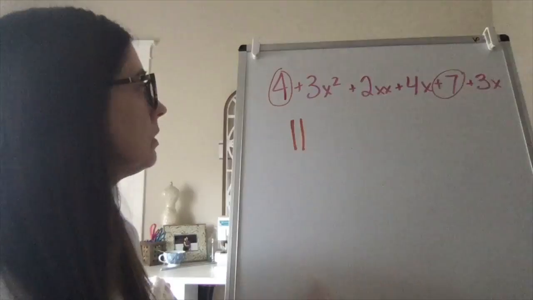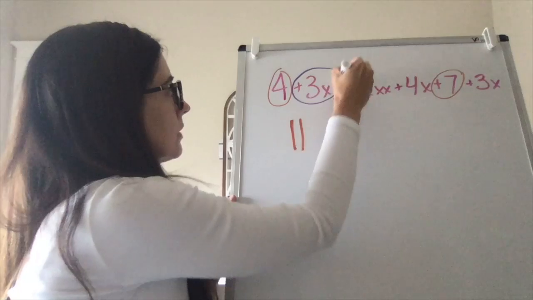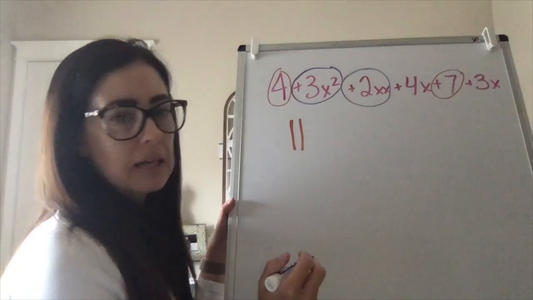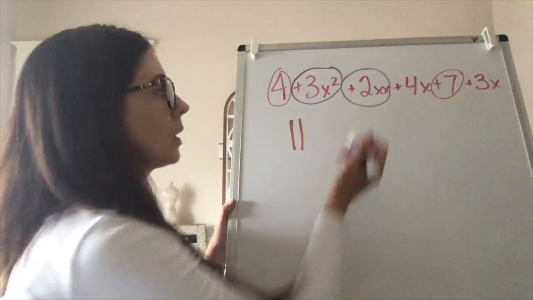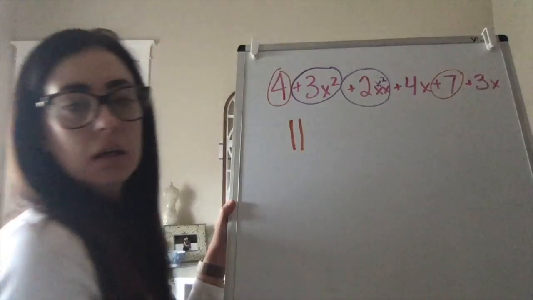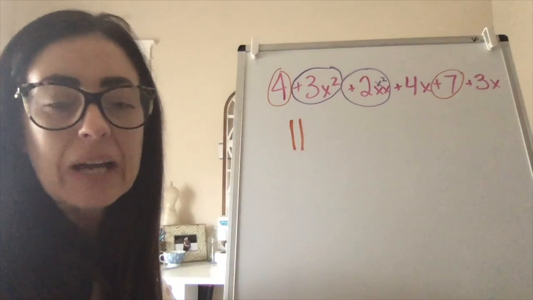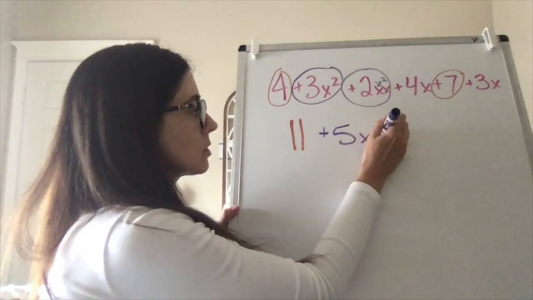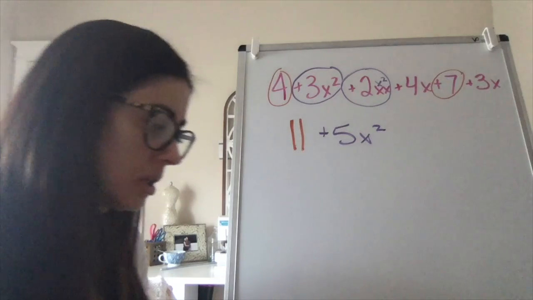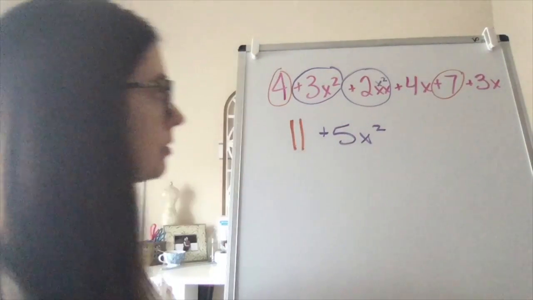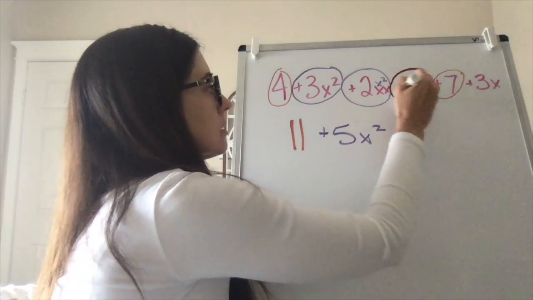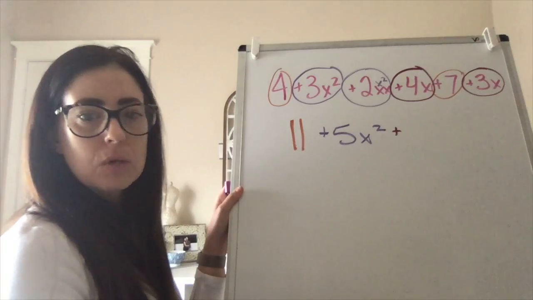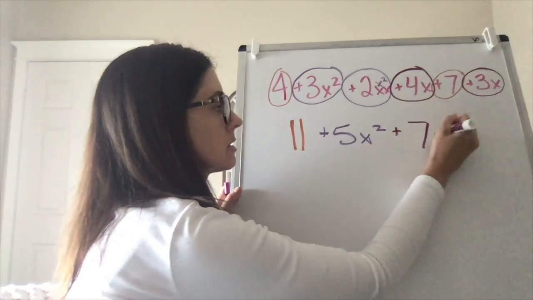My next term is 3x squared. Now they're testing us here, okay? Because they've listed xx here. Well, x times x is what? It's x squared, okay? So this is really 2x squared. So I have 3x squareds and I have 2x squareds. And now when I add those together, I have 5x squareds. And then my last term is a coefficient with just an x, 1x. And so I have 4 x's and 3 x's. So together I have 7 x's.